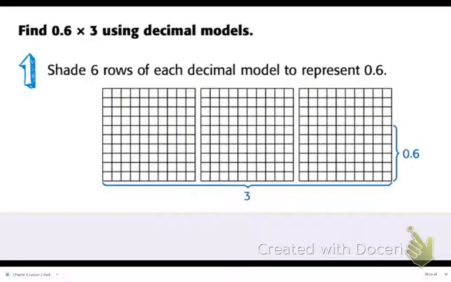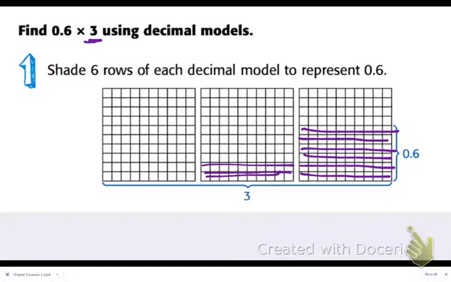All right, here's the next problem. 6 tenths times 3, and we're going to use the decimal model. Well, step 1 is to shade. Well, I have 6 dimes or 6 tens out of $1. So I colored in all 6, but I need to make sure I do that 3 times.